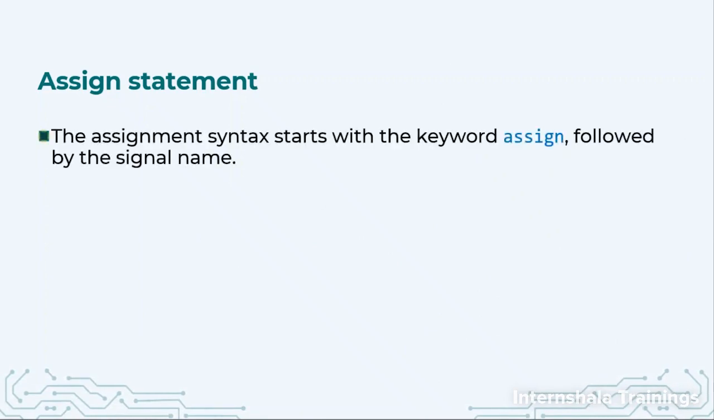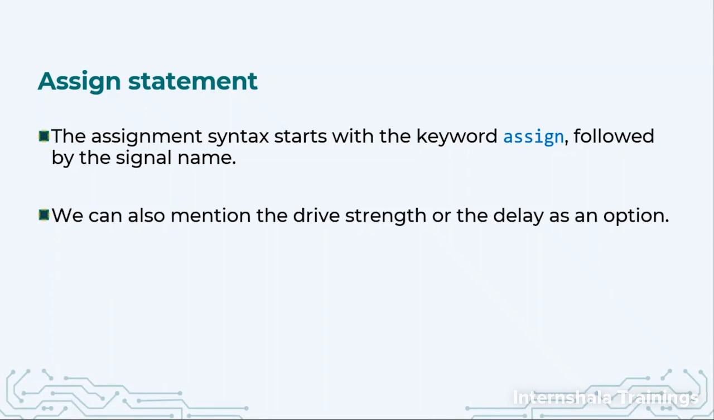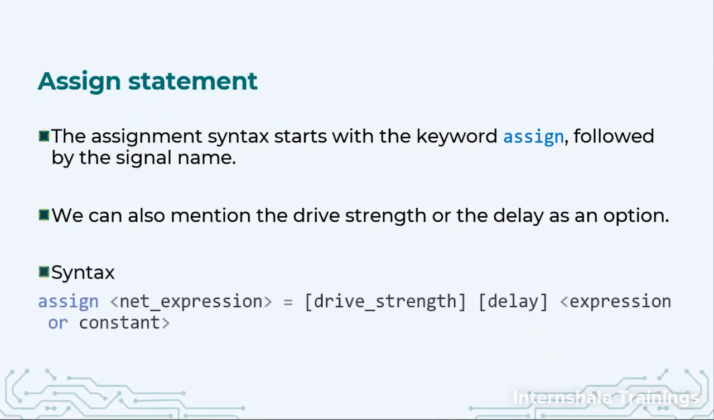The next important component is assignments. That means how do we write the code. The assignment syntax will start with the keyword assign, and after that we will mention which signal or port needs to be assigned. We can also mention the drive strength and the delay as options. So here is the syntax. We'll mention assign, then the name of the signal which is the net expression, then in the square brackets we have optional things, drive strength and delay, and then we will say what is the value that should be assigned to this signal or port.